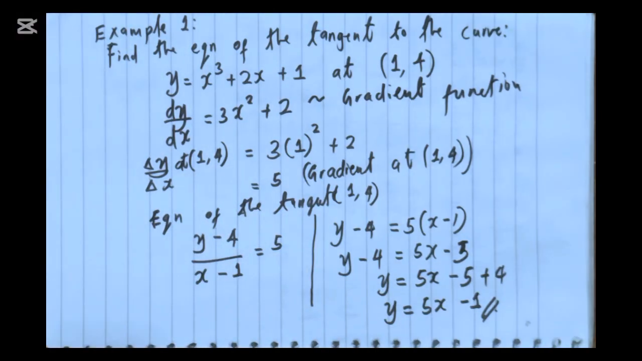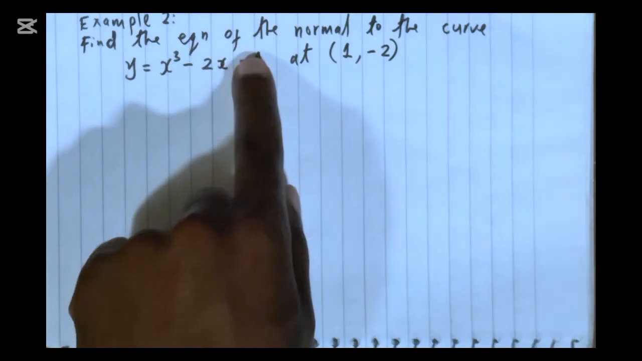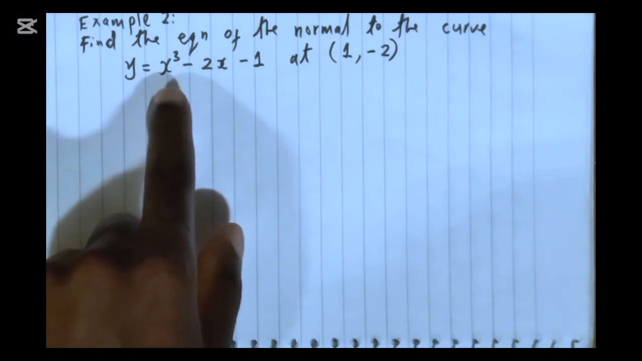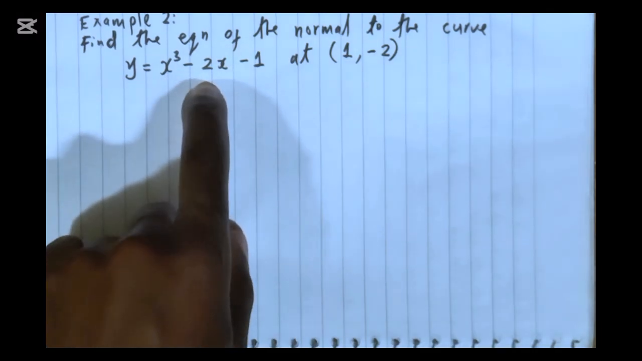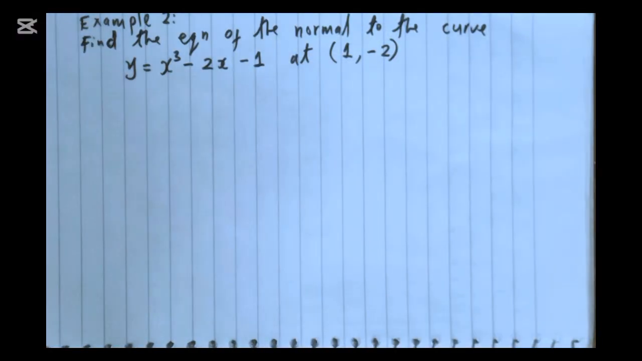So why don't we perform the last example where we try to find a normal to a curve, and then we call it a day. So here goes the last example of our class today. We are supposed to find the equation of the normal to the curve y equals x cubed minus 2x minus 1 at the point (1, negative 2), sorry.